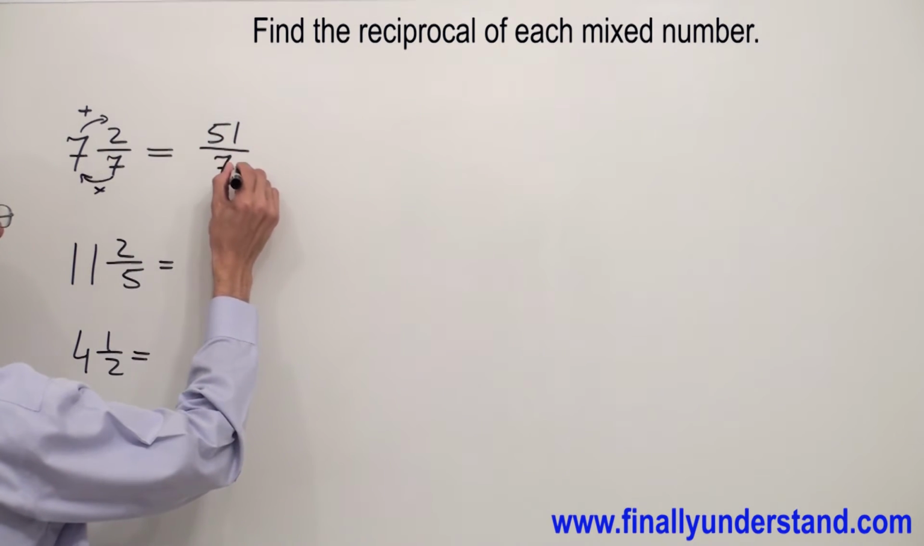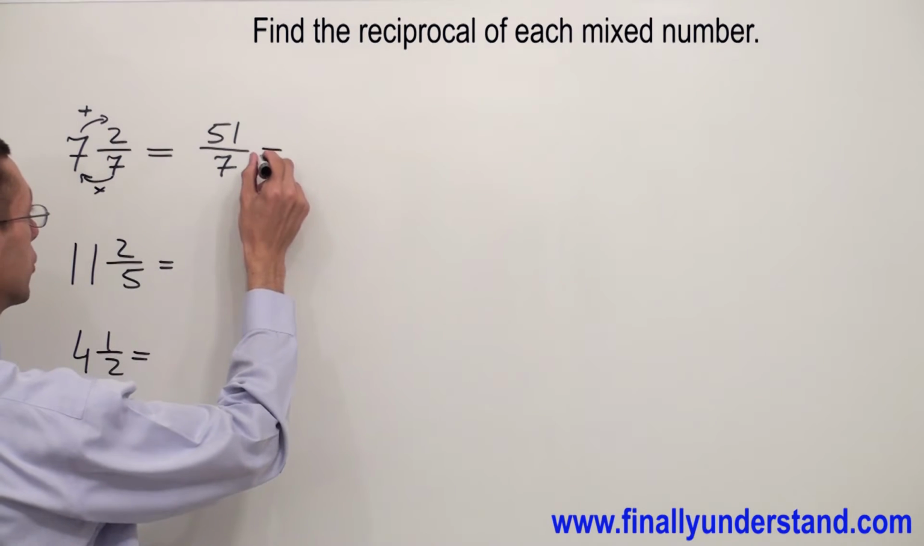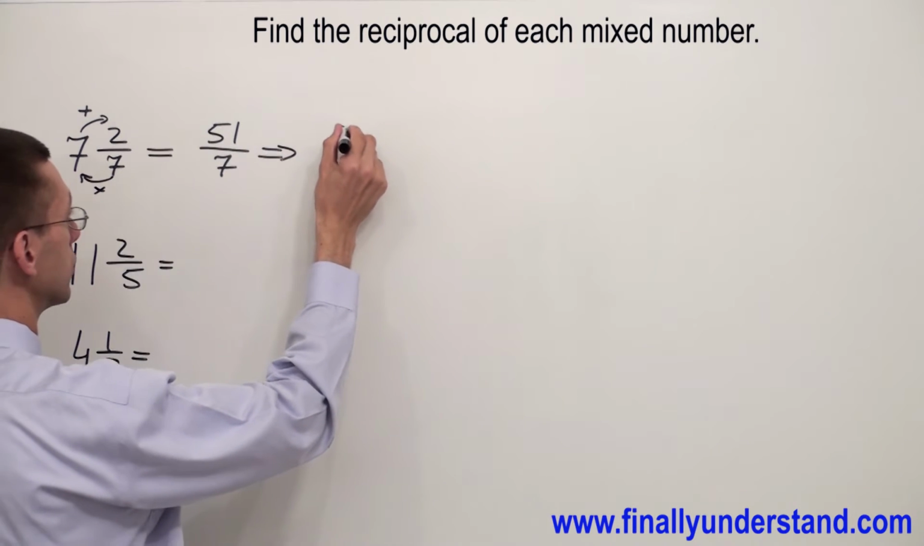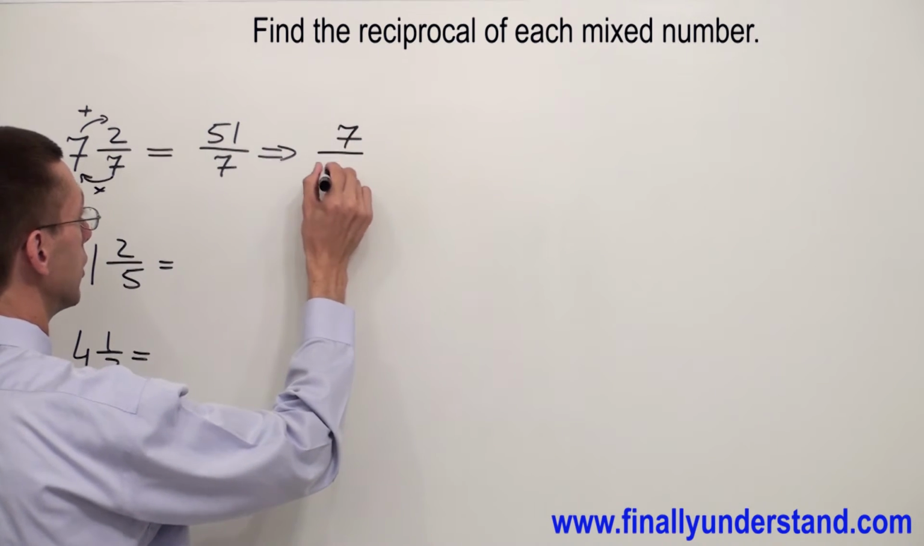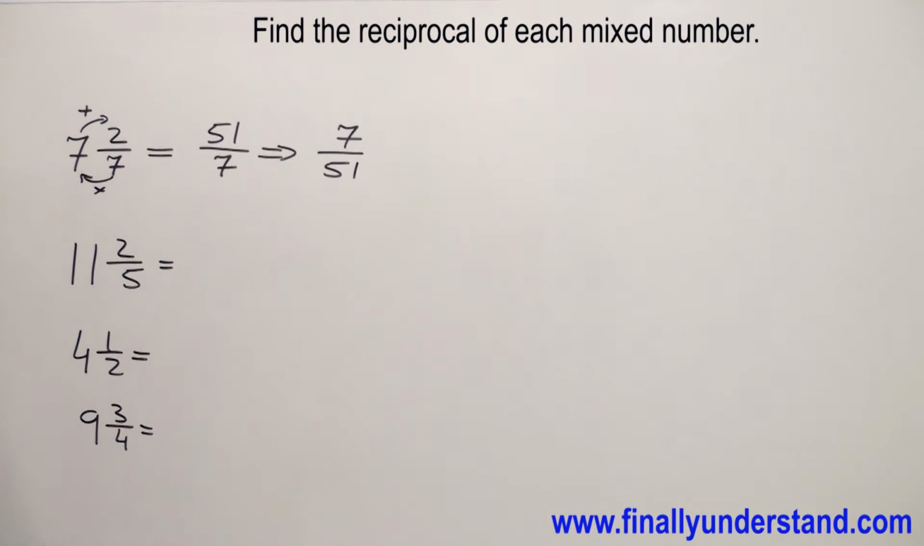over 7. If you want to find the reciprocal of it, you have to replace the numerator by the denominator and the denominator by the numerator. So I'm going to simply write 7 over 51. 7 and 51 don't have a common factor which is going to reduce this fraction. Okay, so this is going to be my answer.